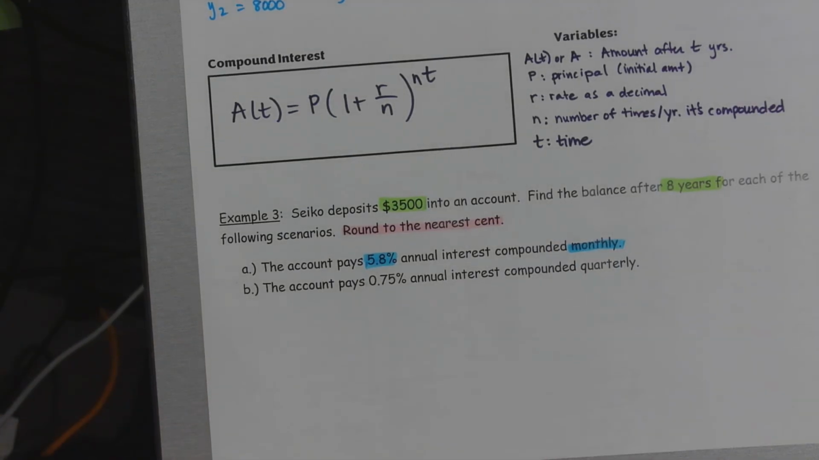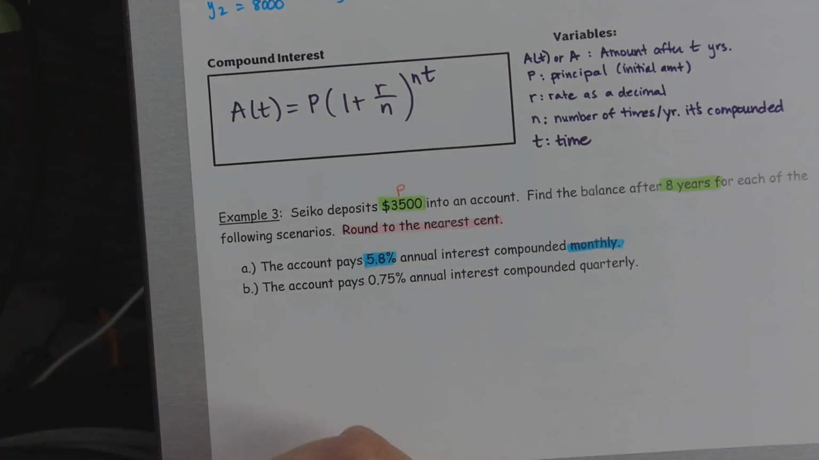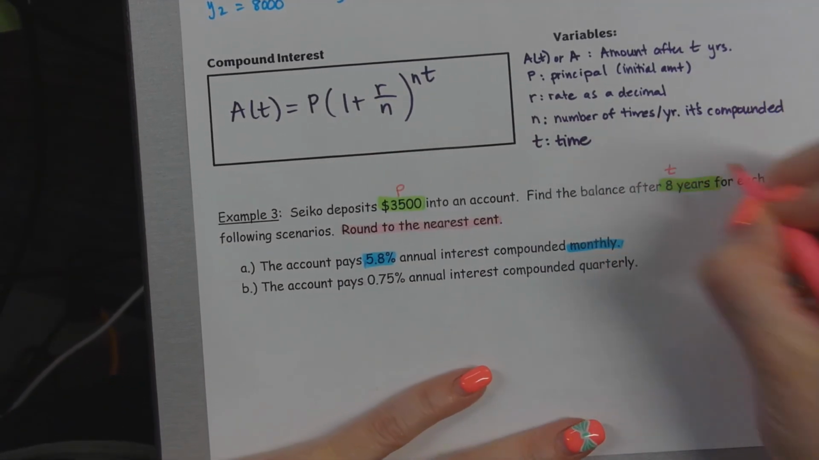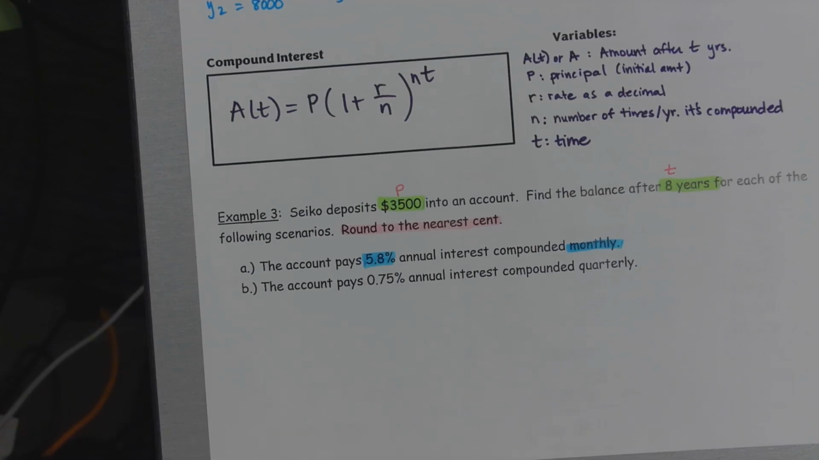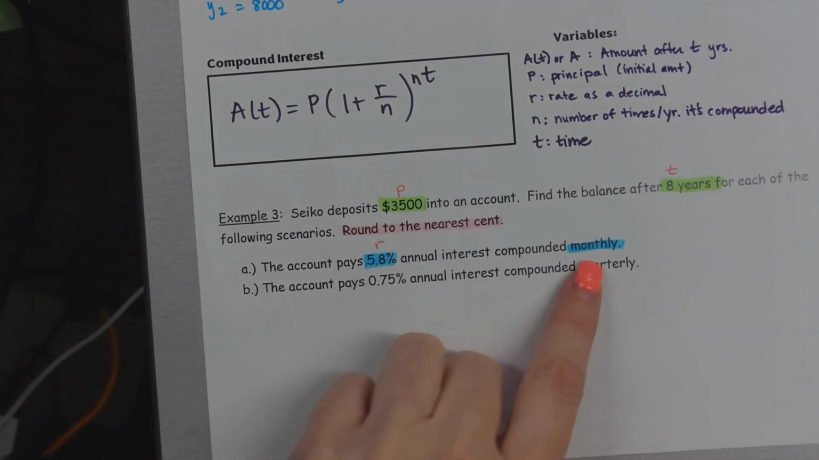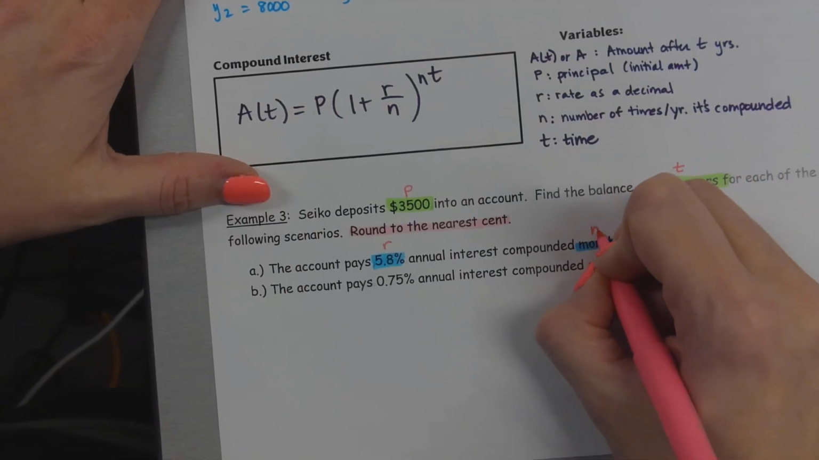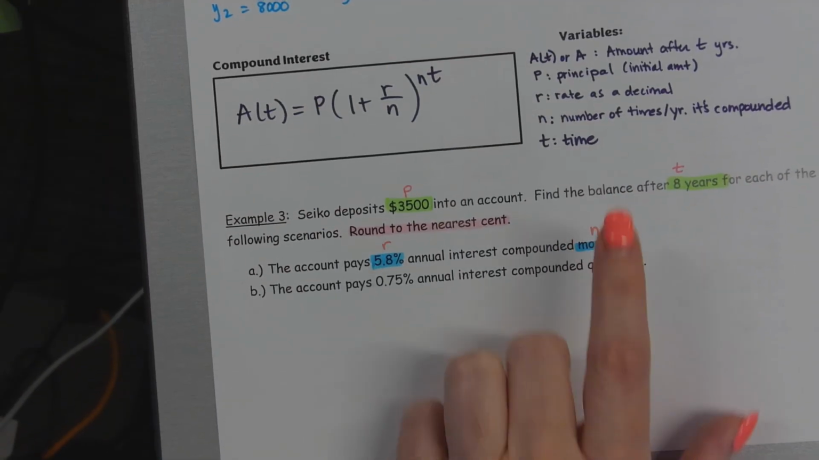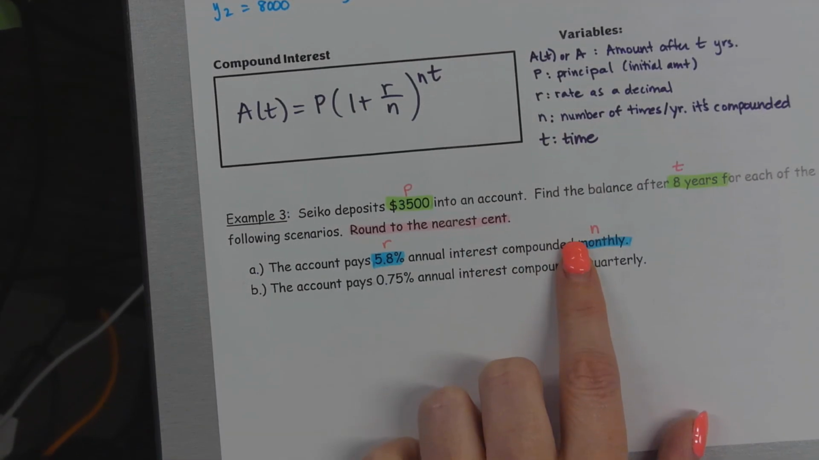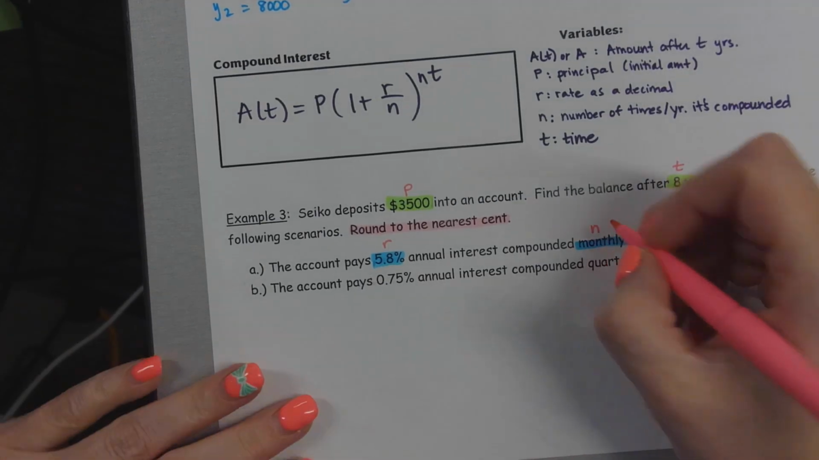All right, so your 3,500 is your principal, so that should have a P above it. The 8 years is your T for time. The 5.8% is going to be your value for R. And then the monthly is going to be your value for N. Remember for N, it's the number of times per year it's compounded. So how many months are in a year? 12. So N is going to be 12.